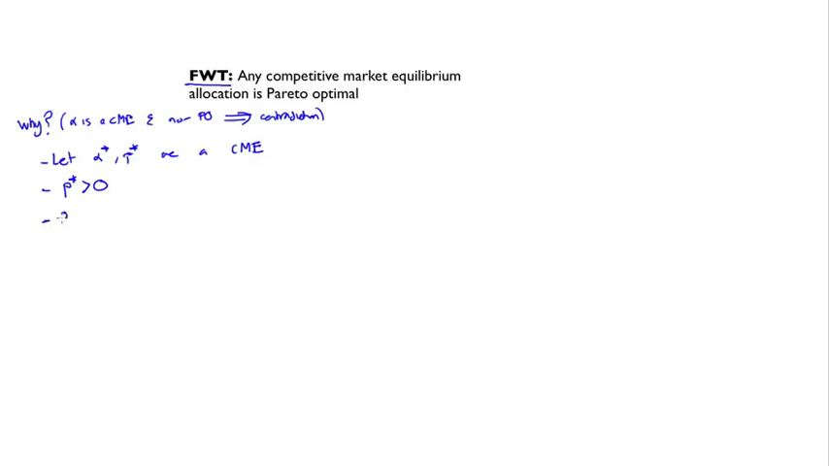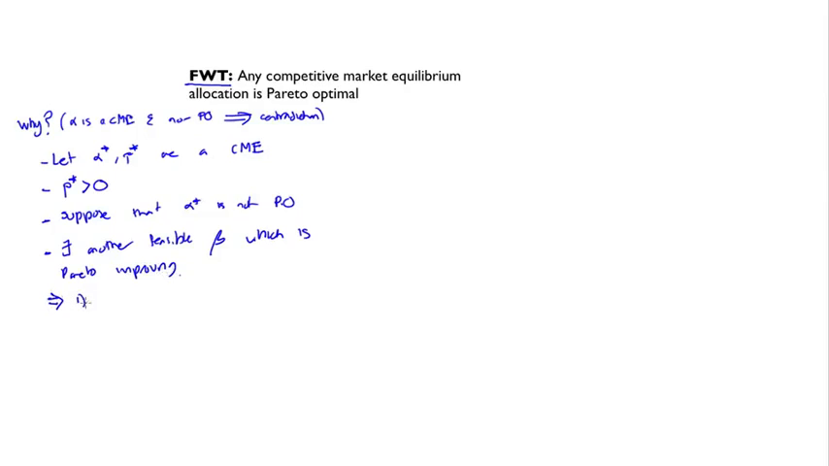Now, suppose that alpha star is not Pareto optimal. Okay? Let's see what happens. Then there exists another feasible allocation beta, which is Pareto improving. And this implies two important things. This implies, first, that for at least one consumer I, U of what he gets at allocation beta is greater than what he gets at the allocation in the market.